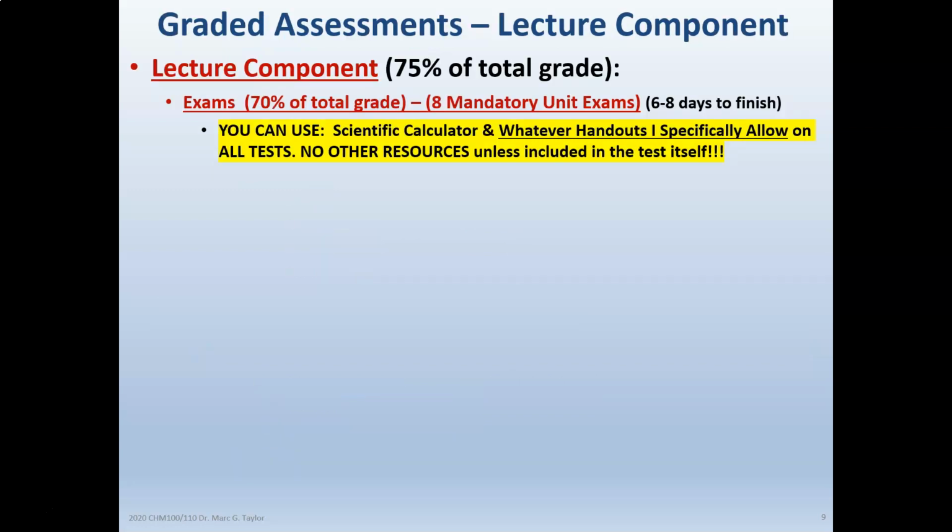The lecture component, which is 75%, 70% of that is from the exams. There are 8 mandatory unit exams. You'll typically have 6 to 8 days to finish each one. You can use a scientific calculator and whatever handouts I specifically allow. This will usually be a periodic table and maybe 0 to 2 other handouts. It depends on the material.